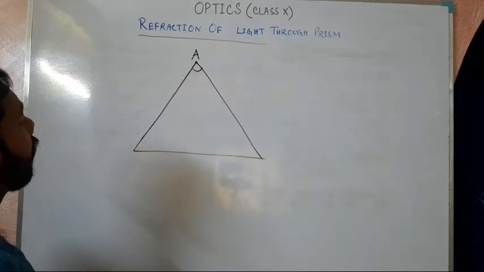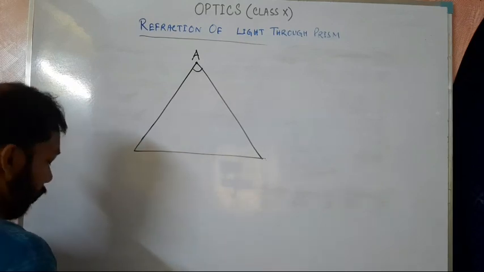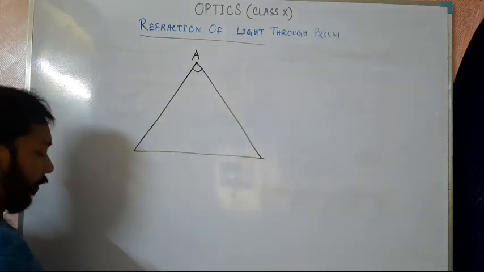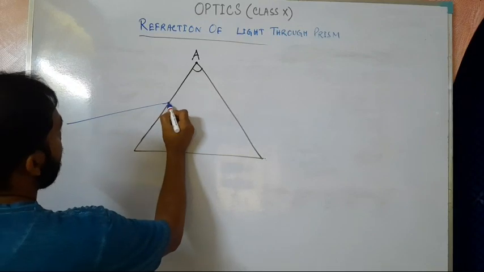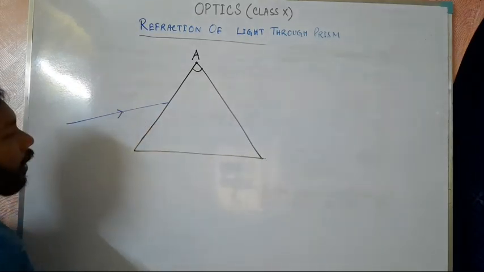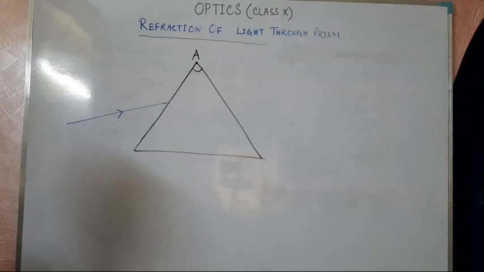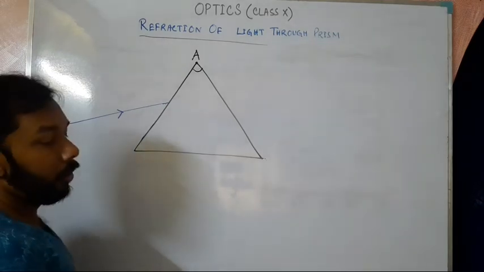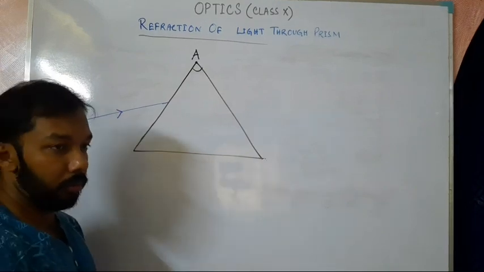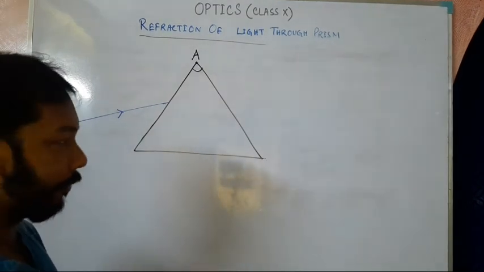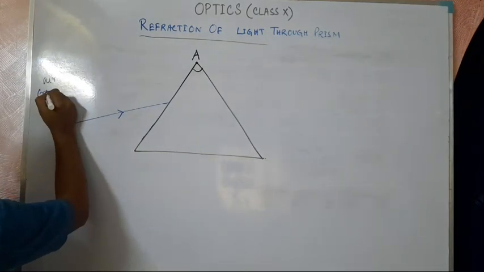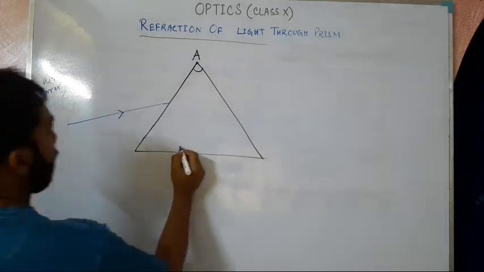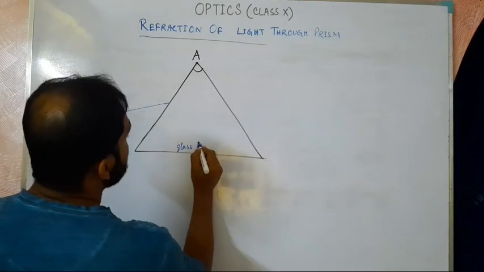Now, these two are refracting surfaces. Let a light be incident on the prism just like that. So, what we have to do? We have to follow the rule of refraction. It is air, that means rarer medium, and that is glass, so it's a denser medium.